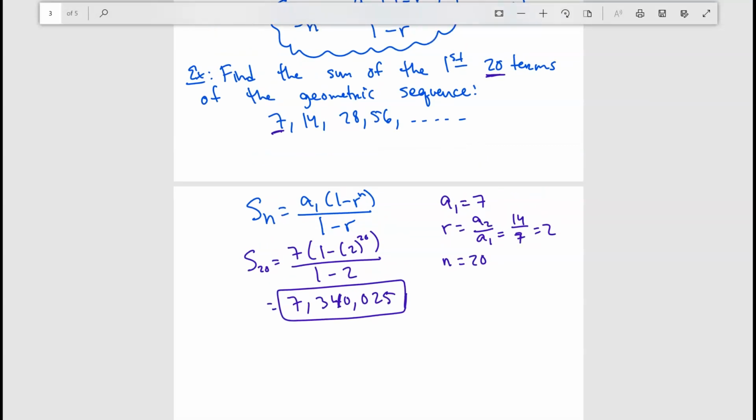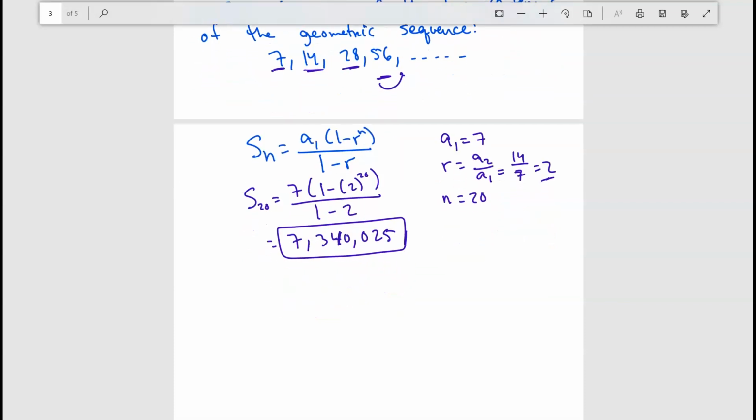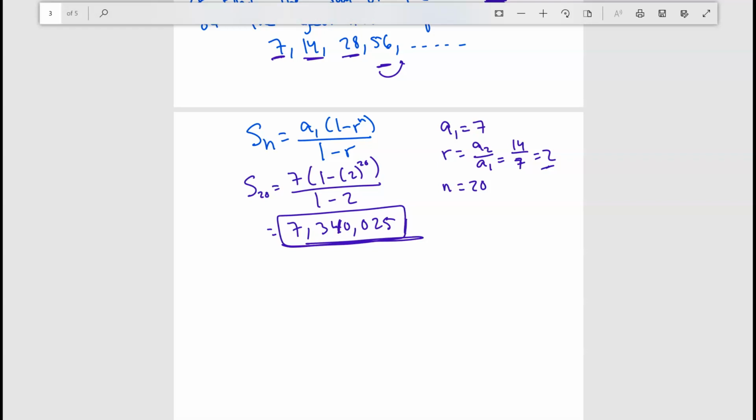And that actually makes sense, right? Because if you look here, I have 7, then 14, then 28, then 56. Multiply by 2, I'm going to get 112. Multiply that by 2, I'm going to get 224, and keep multiplying until I get to the 20th term. By the time I've done this, I've multiplied by 2 twenty different times. So I'm going to have a really, really big number, so it makes sense that this is a huge number.